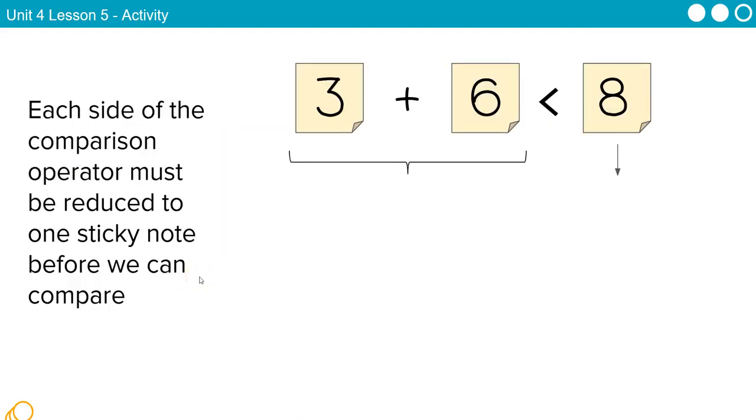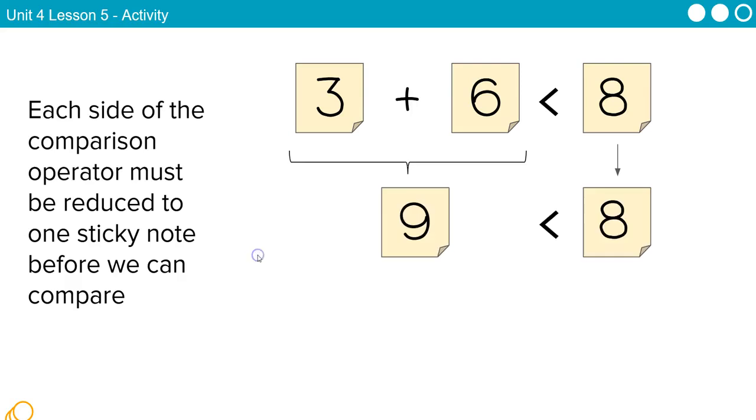Just like in math, we have the order of operations. So we need to evaluate one side before we can evaluate the Boolean expression. Here we have 3 plus 6. 3 plus 6 is 9, so it's saying is 9 less than 8. So we're going to get false.